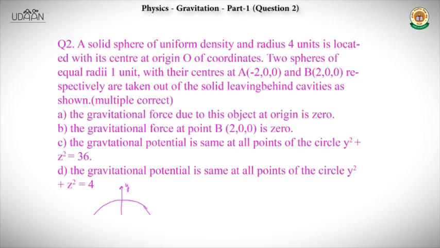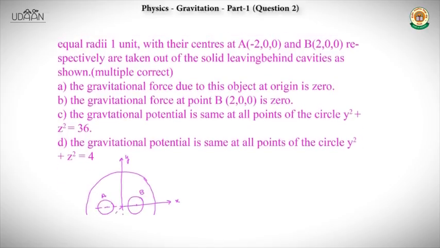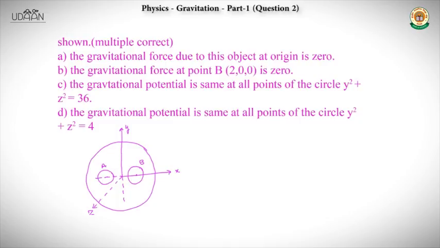Now you have to select the correct option from the given 4 options, and remember there can be more than one correct option. So Arnav is going to help us with the solution of the problem. Let us look at the diagram once. So this is the diagram and these are the cavities over here. Now once we begin, we'll have to check out the options one by one. The first option is: the gravitational force due to this object at origin is 0.